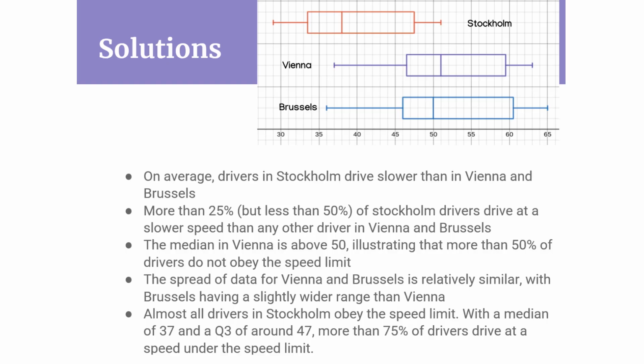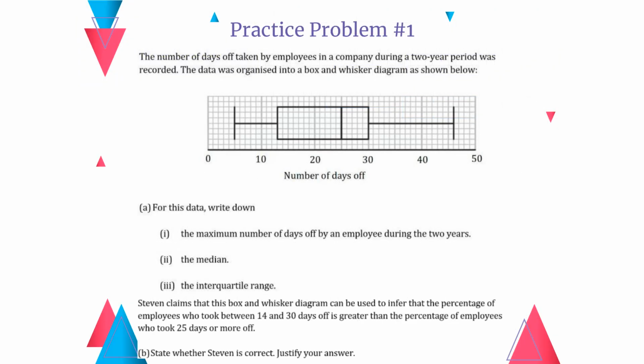Let's try a couple more practice problems. These are a little more complicated. It says the number of days off taken by employees in a company during a 2-year period was recorded. The data was organized into a box and whisker diagram as shown below. So it says the number of days off range from 5 to 46. We've got a Q1 of 13, a Q3 of 30, and a median of 25.